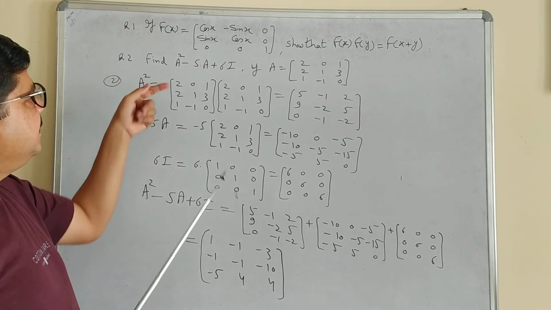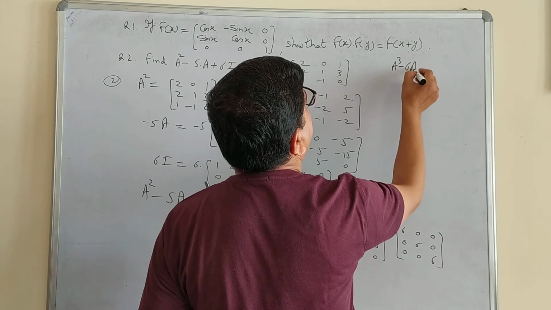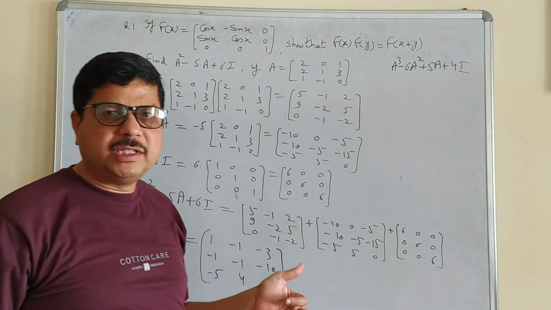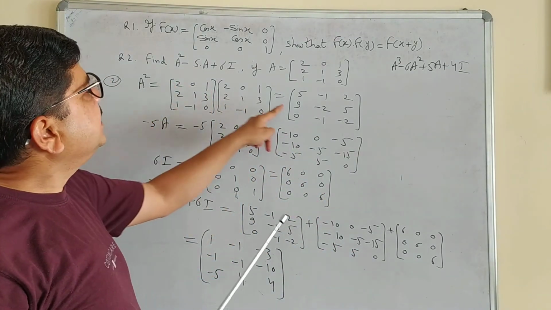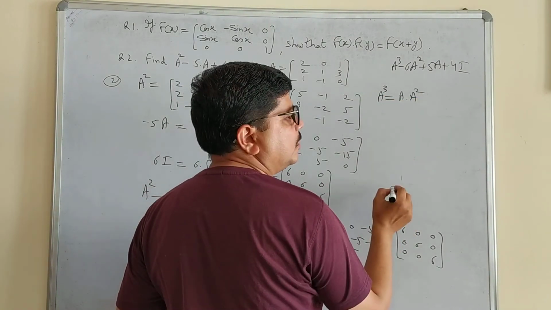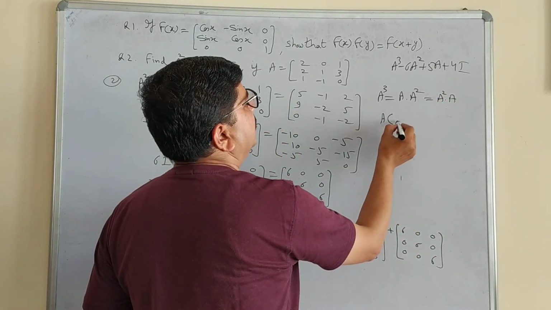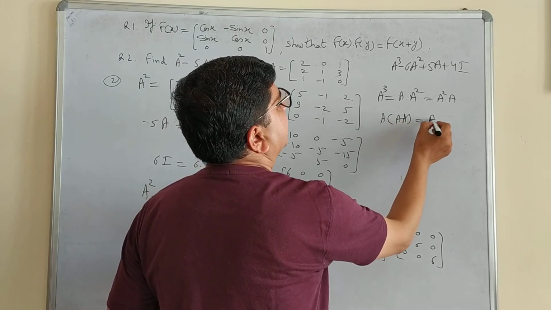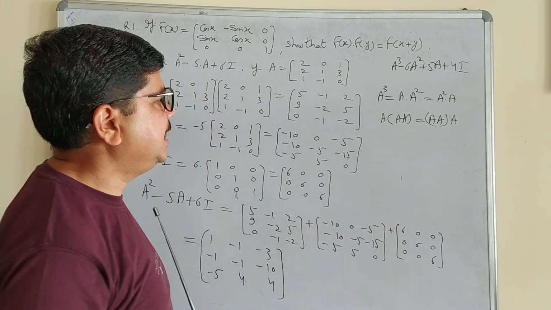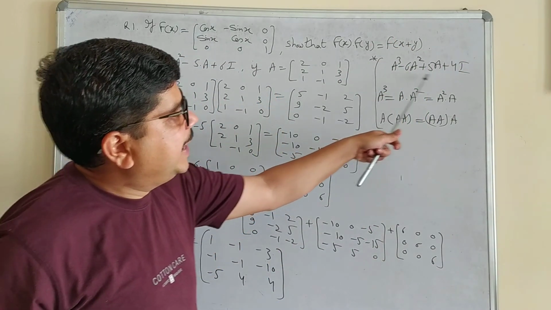Now what happens? Sometimes it is asked to find the value of a cube minus 6a square plus 5a plus 4i, like this expression in which a cube is involved. Similarly, after finding this a square, you can find a cube. What will a cube be? A into a square. Or you can write a square into a, because I have already told you multiplication of three matrices is associative. It follows the associativity.